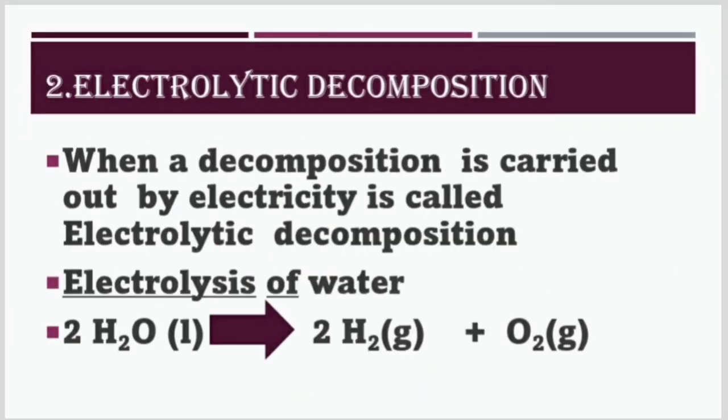Second one is electrolytic decomposition. When a decomposition is carried out by electricity, it is called electrolytic decomposition. Here is the example of electrolysis of water. When electricity is passed through water, it decomposes to hydrogen and oxygen.